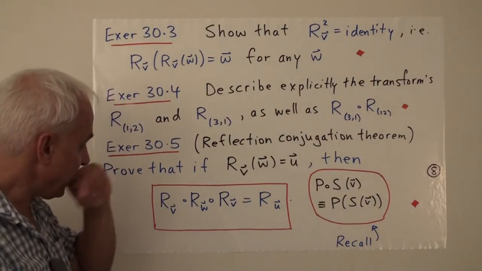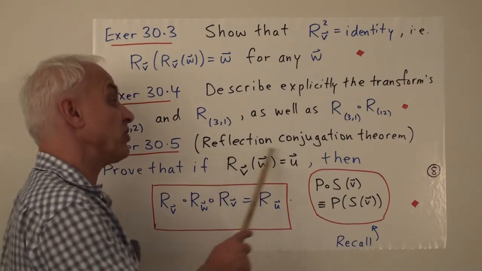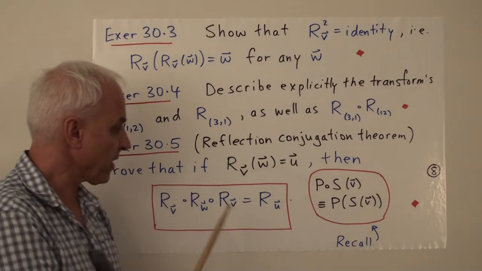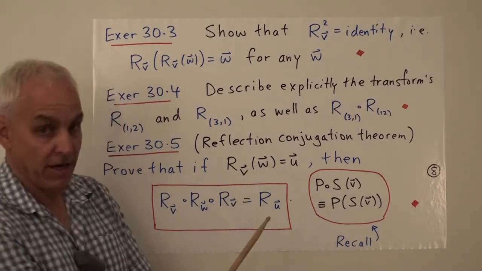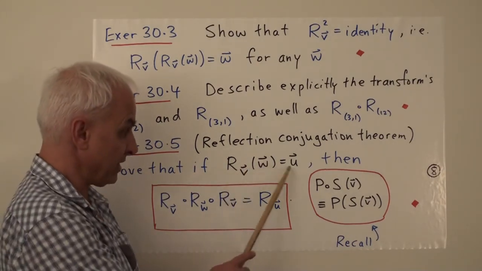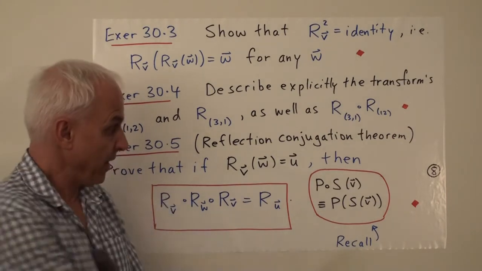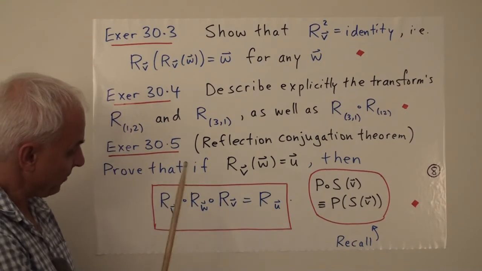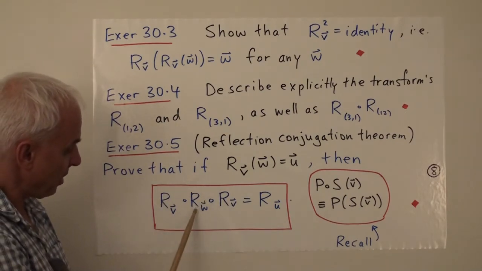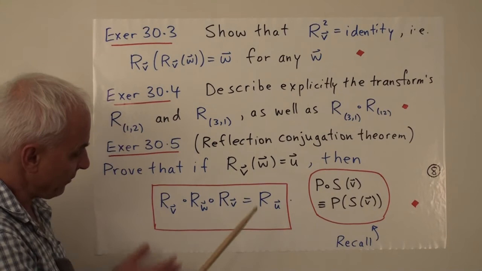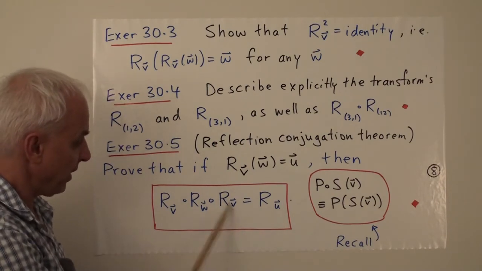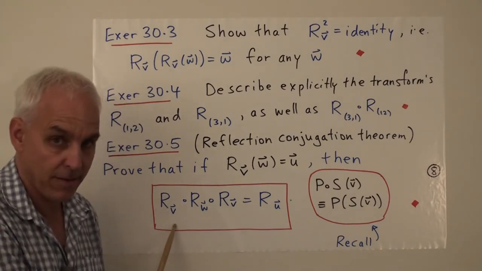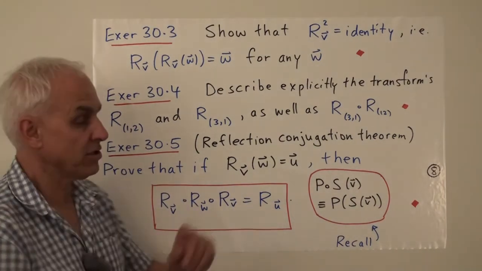And here is then an interesting theorem, which we might call the reflection conjugation theorem. I want you to prove this. Okay? So prove that if we have vectors v and w, and if it happens that r sub v of w is, say, a vector u, then if you take this composition, r sub v, r sub w, r sub v, and that means first you do r sub v, then you do r sub w, then you do r sub v again. That's the same as just doing r sub u.